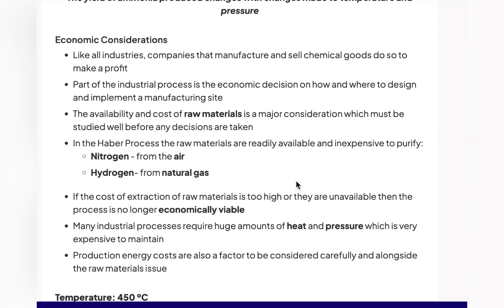For the economic situation, we know every business wants to make profit. So you have to maximize the yield of ammonia, so that more ammonia is manufactured. Because the system will reach a reversible state. It's an equilibrium reaction. When it reaches equilibrium, it can reverse, and instead of you getting ammonia, the ammonia will get decomposed to form hydrogen gas and nitrogen gas. So you must find a trade-off.